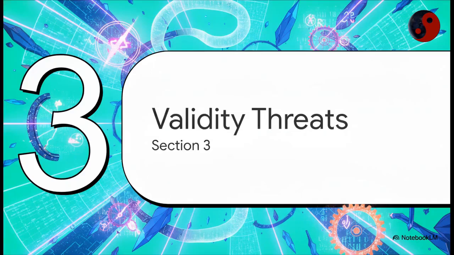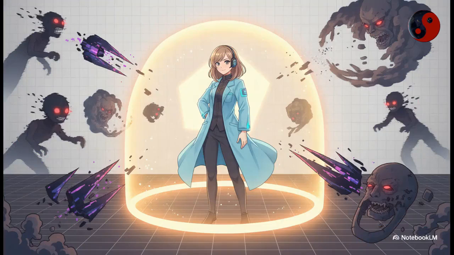Section 3, identifying threats to validity. But listen, no matter which design you choose, the real world is essentially a minefield of traps waiting to compromise your data. You have to actively guard against internal threats. After all, participants aren't robots. They age naturally during your study, which is known as maturation, or they might just completely ghost you, which the literature calls mortality. Then you have diffusion of treatment.